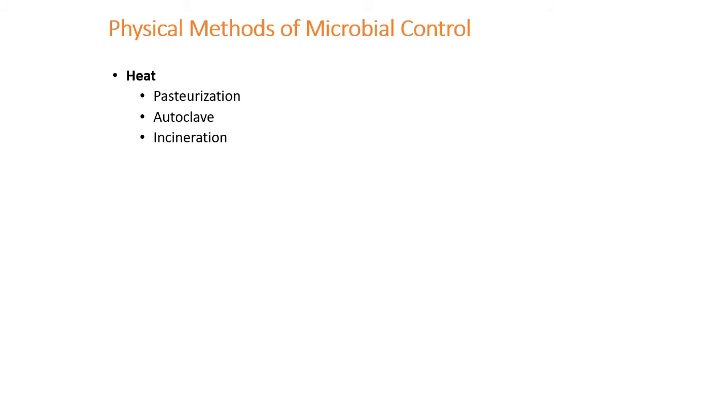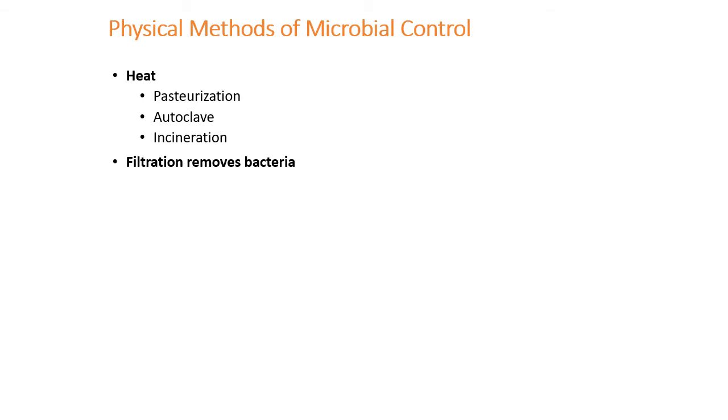Autoclaving involves high pressure steam, typically at about 121 Celsius, at about 5 bar for perhaps 10 to 15 minutes, and is an effective way of killing virtually all bacteria and viruses, but not necessarily things like prions. And incineration is, of course, an effective way of killing any microorganism, from a prion all the way up to an amoeba.